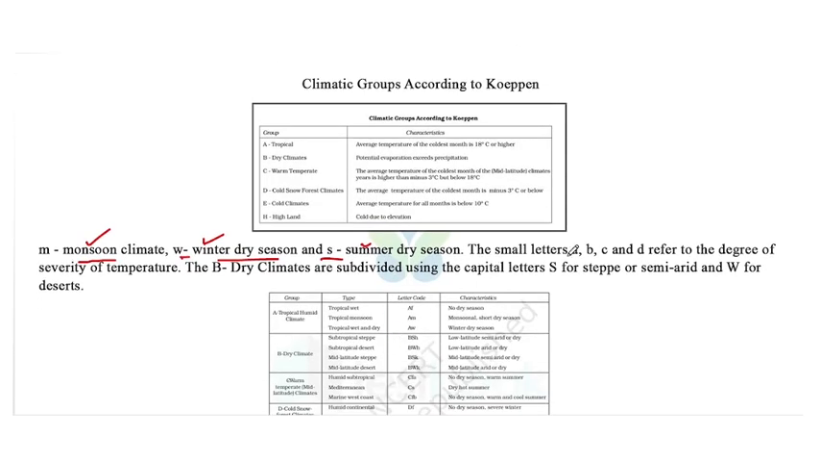The small letters a, b, c, and d refer to the degree of severity of temperature. The B dry climates are subdivided using the capital letters S for steppe or semi-arid and W for deserts. So that is the climatic groups and types according to Köppen.